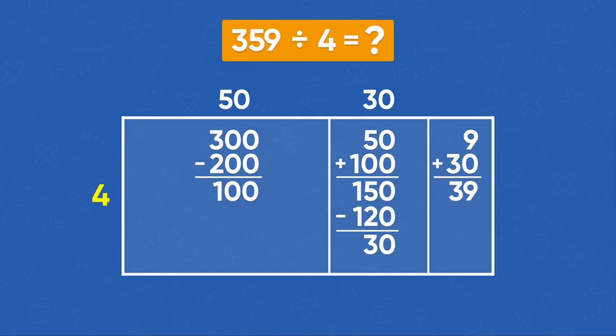I know that 4 times 9 equals 36. So let's write the 9 on top of the box. To find out how much area is left, we multiply 4 times 9, which is 36. Then subtract 39 minus 36. 39 minus 36 equals 3. But what do we do now? We can't split 3 into 4 equal groups. That amount is called the remainder.